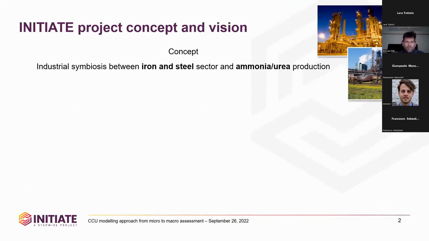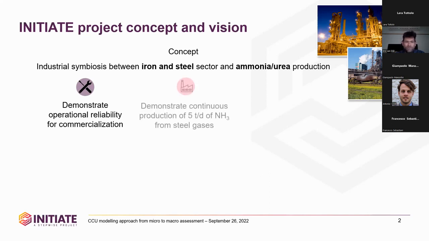Okay, so first some words on the concept and the vision of the project. The concept is that we strive for industrial symbiosis between the iron and steel sector and the ammonia and the urea production. So actually utilize the carbon in the off gases of the iron and steel industry as a feedstock for urea, and not only the carbon but also the hydrogen which is in these gases. And we do that by demonstration of the operational reliability to come towards commercial application.